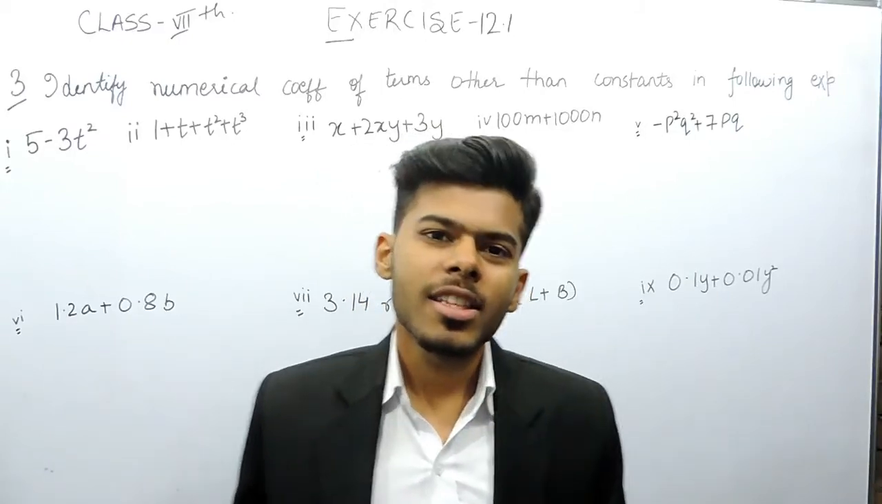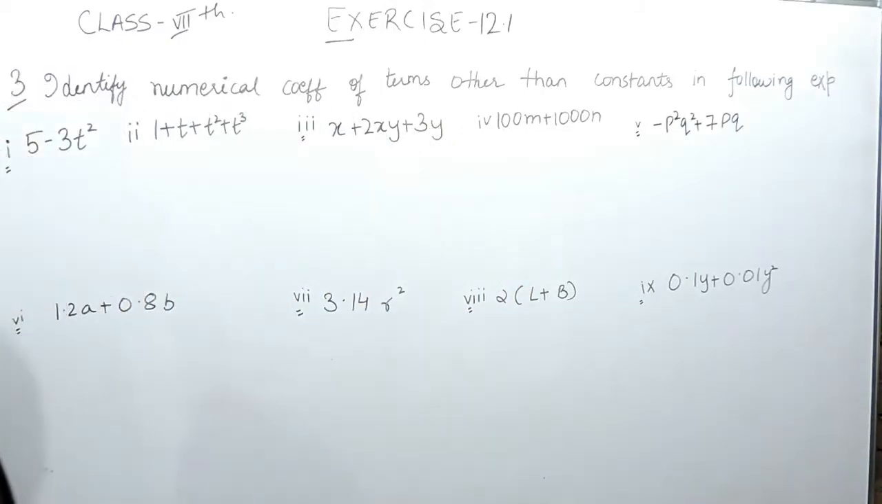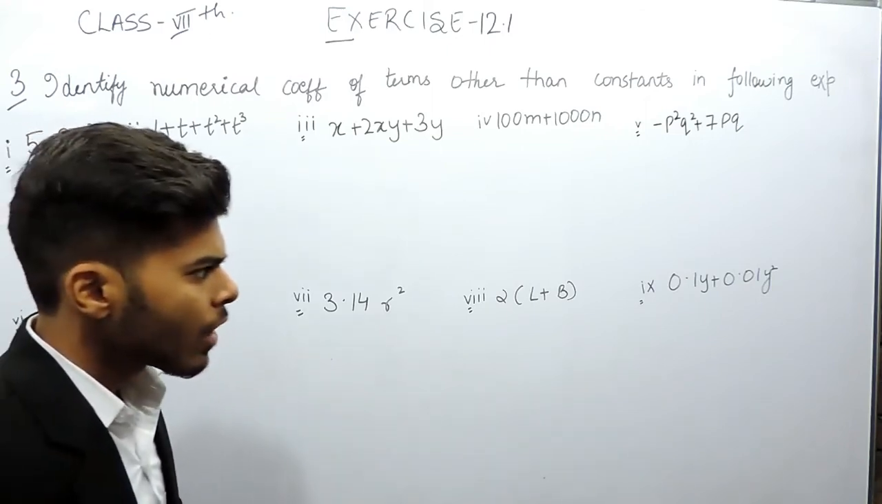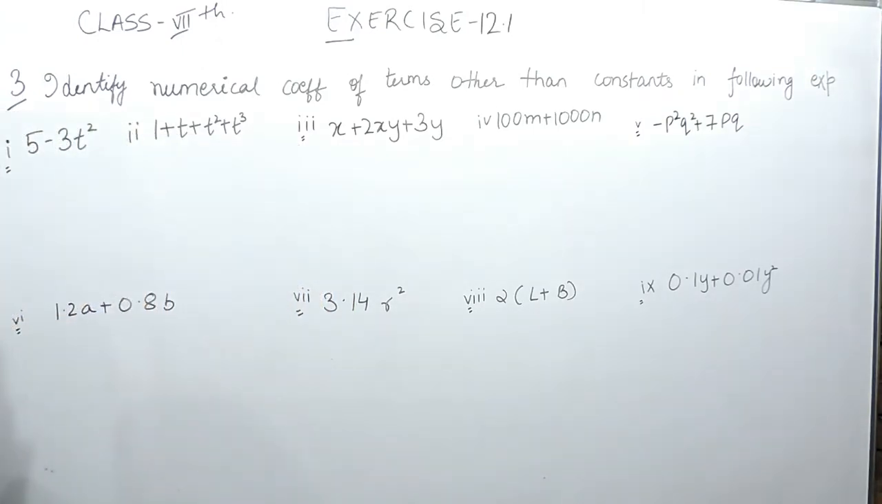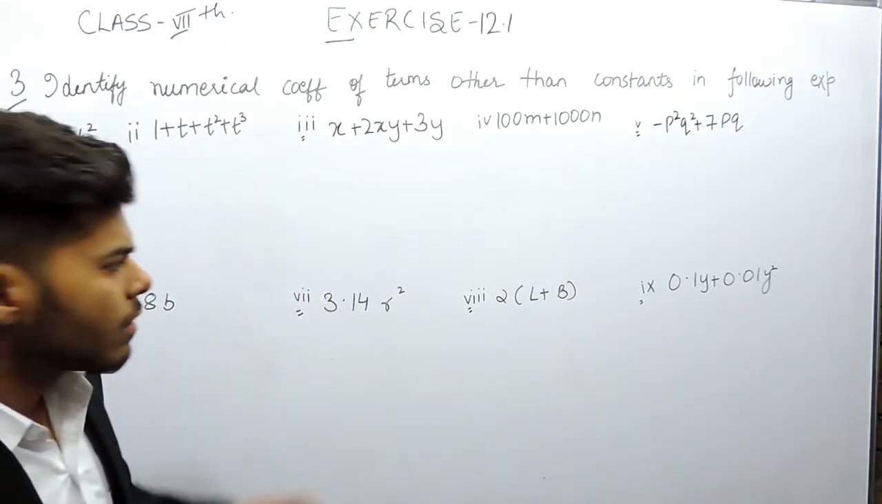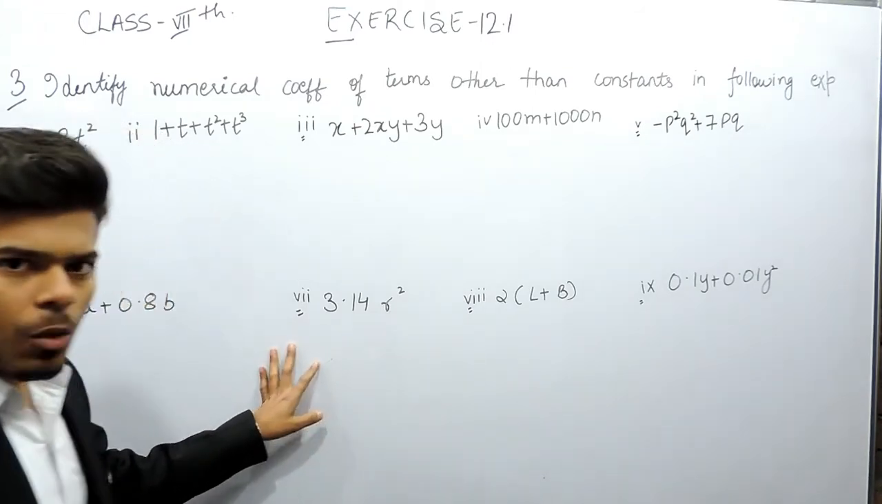Hello everyone, this is the third question of exercise 12.1 and the question says: identify the numerical coefficient of terms other than constants in the following expression. So first of all, what are constants? Constants are those terms which do not have any variable quantity. For example, 5. 5 is a constant.